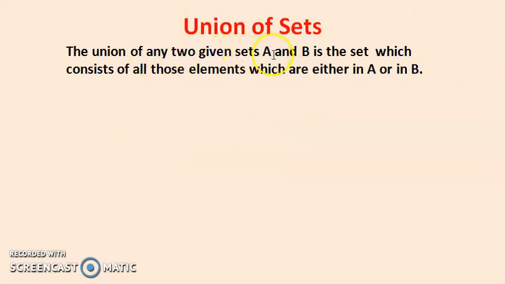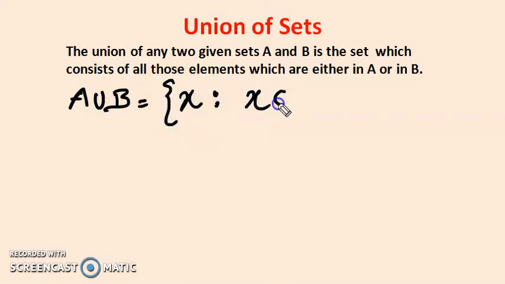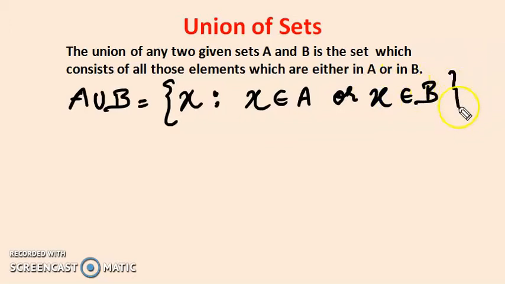Considering two sets, set A and set B, the union of the two given sets A and B is a set which consists of those elements which are either in A or in B. In set builder form, A union B, this is the notation for union of two sets, is the set of elements x such that x belongs to set A or x belongs to set B. This is the definition for union of sets.